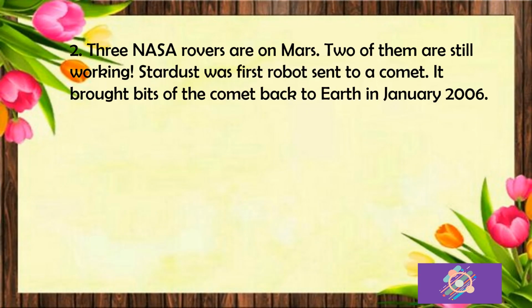Number 2. 3 NASA rovers are on Mars. 2 of them are still working. Stardust was the first robot sent to a comet. It brought bits of the comet back to Earth in January 2006.